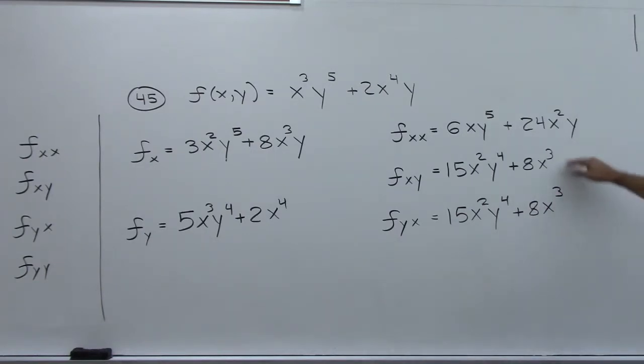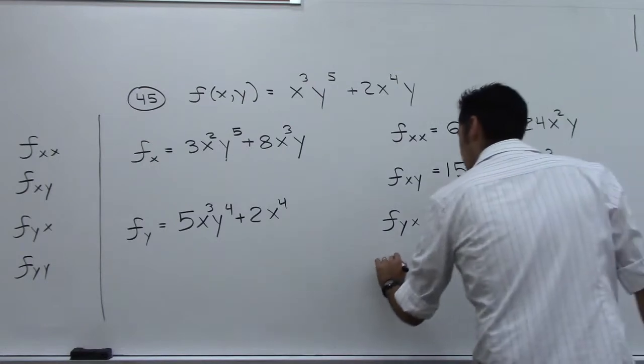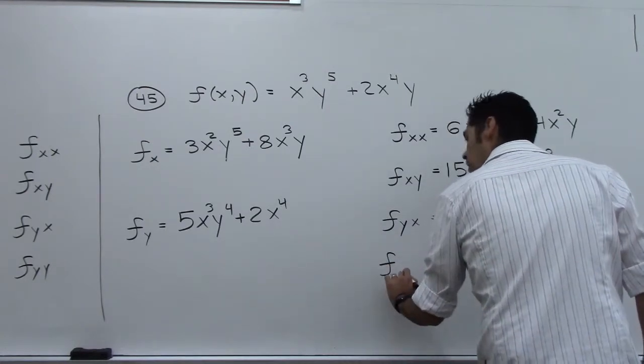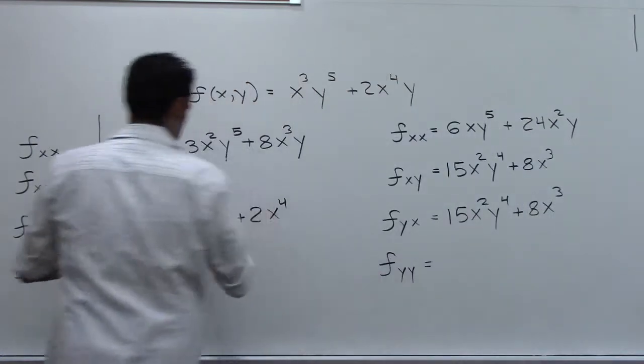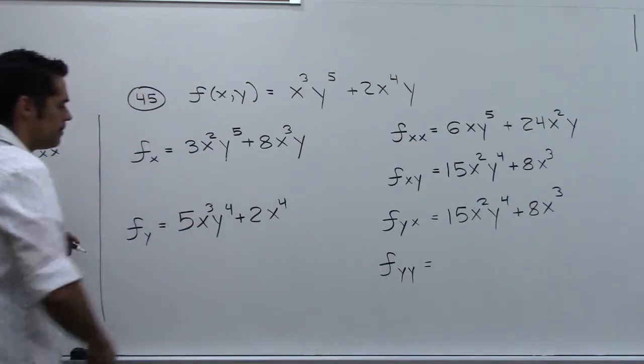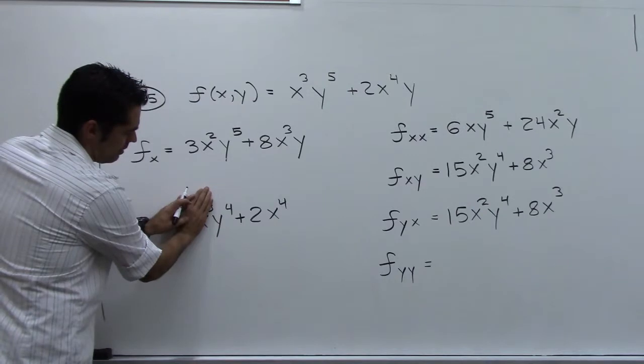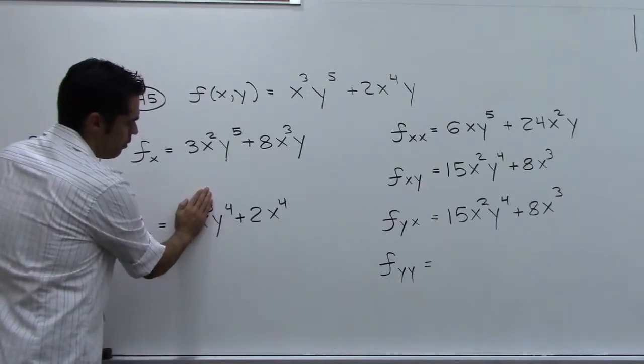Hey, these are the same. Interesting. All right, now next one, f_yy, would mean we take the partial with respect to y, which is this one, and then with respect to y again. So forget this is here. Derivative of y to the fourth is 4y cubed.